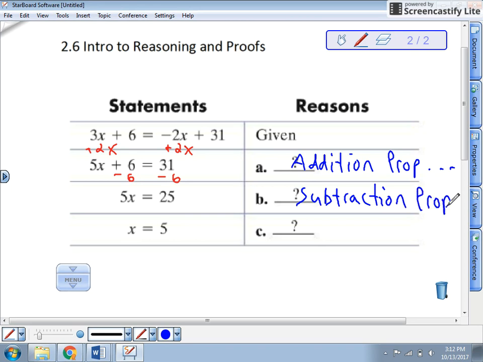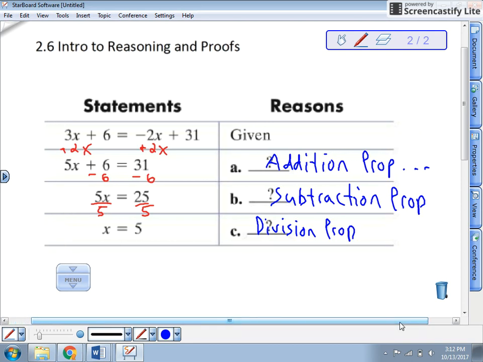And then finally, how do we go from 5x equals 25 to x equals 5? Well, since they obviously divided each side by 5, this must have been the division property. And I'm going to even write that property of equality, just so you get used to seeing it there.